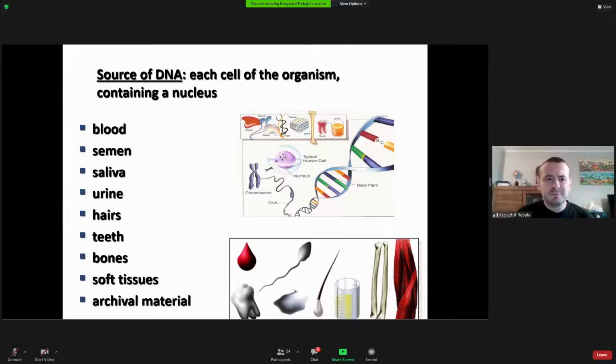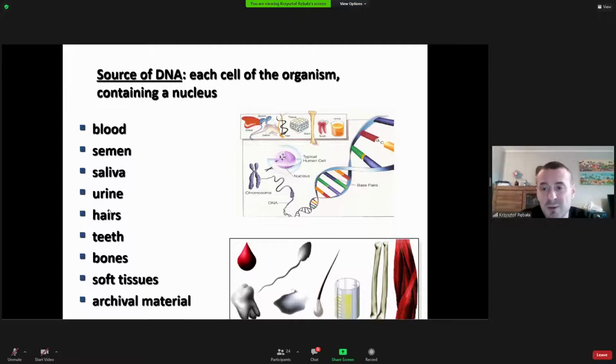Okay, let us go further. Of course, this can be blood. You told me about erythrocytes, but it's not possible to collect a blood sample or to leave a blood stain without nucleated white blood cells. So blood is a very good source of DNA, unless we have, for example, pure red blood cell mass for transfusion purposes, where there shouldn't be any nucleated cells. This can also be semen, saliva, urine, hairs without roots.